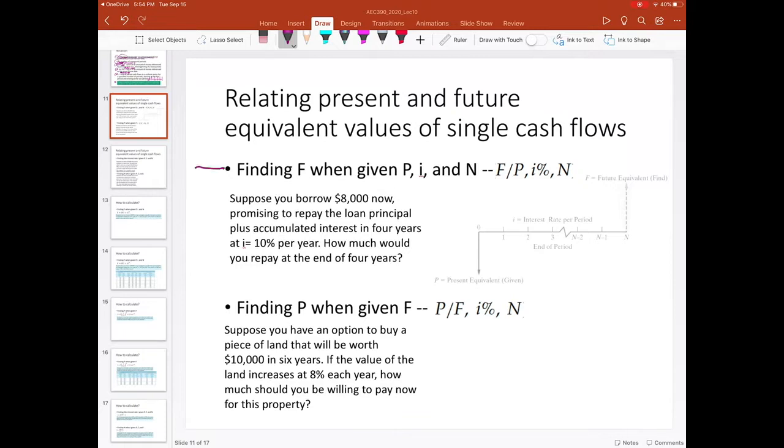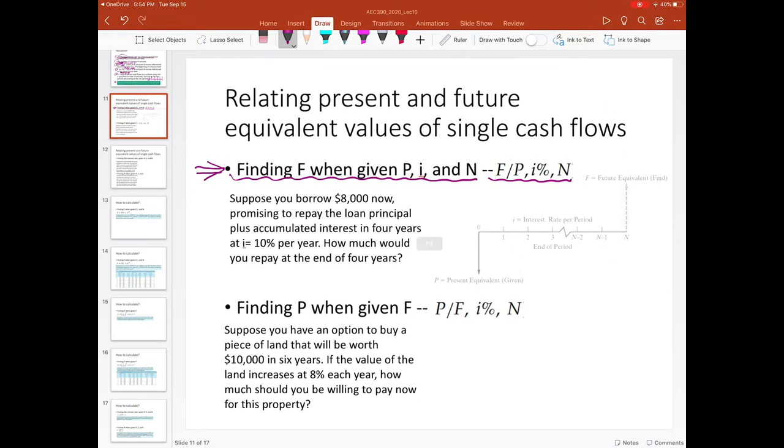So we have different scenarios. The first scenario is finding F, the future value, when given P, the present value, I, the interest rate, and N, the number of interest periods. So that's the first scenario we will see. Many real life cases are under this scenario, okay? And one more thing is you can write a term to simplify this scenario.